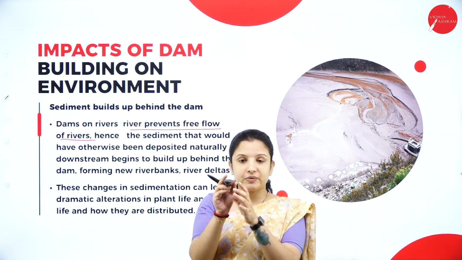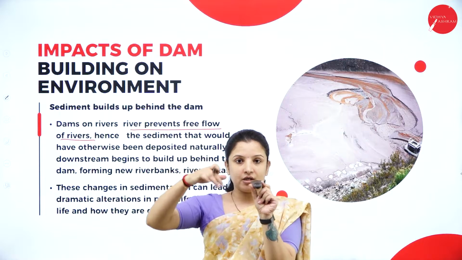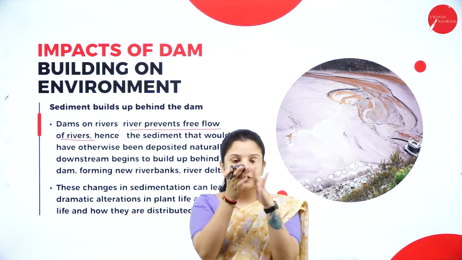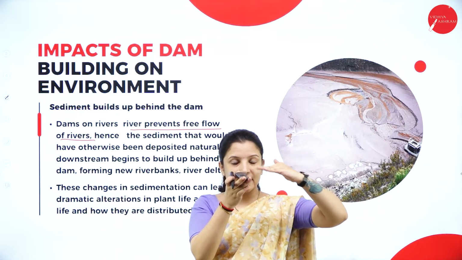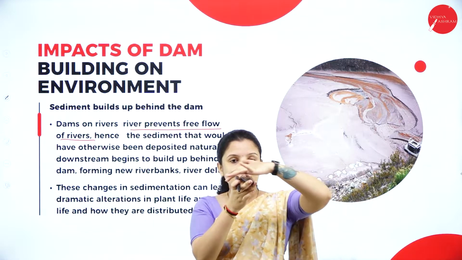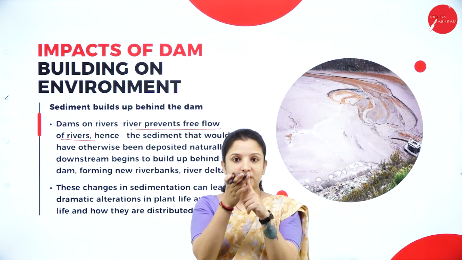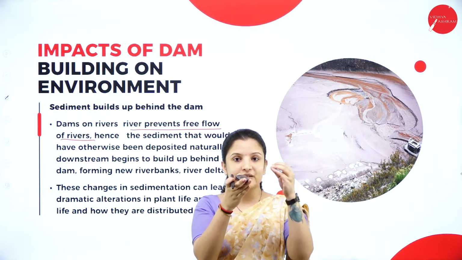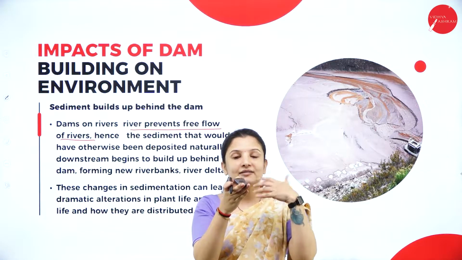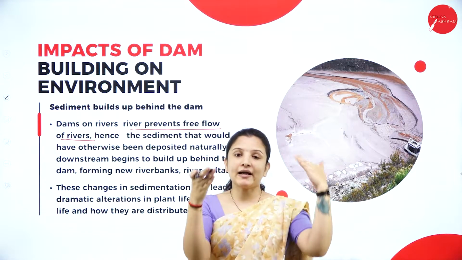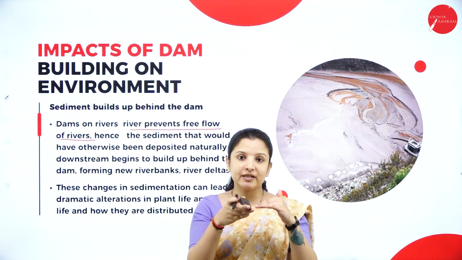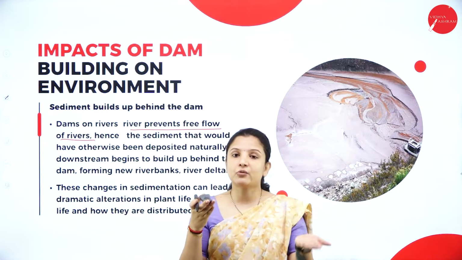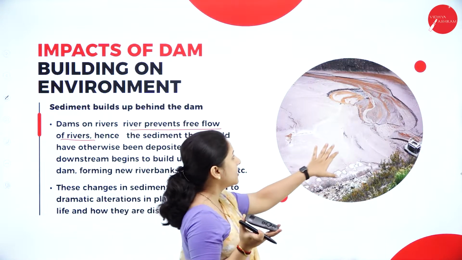That is, if a dam is built here, say for example, there is a river here and a dam is built somewhere here. Behind the dam, the water is flowing, carrying the soil particles. Now it cannot flow further because the dam is built here. So behind the dam itself, what happens? All the soil and debris will start to collect here, and it will start to build up the sediment. As the sediment builds up, that river can entirely become a terrestrial habitat. That aquatic habitat can get converted into a terrestrial habitat.